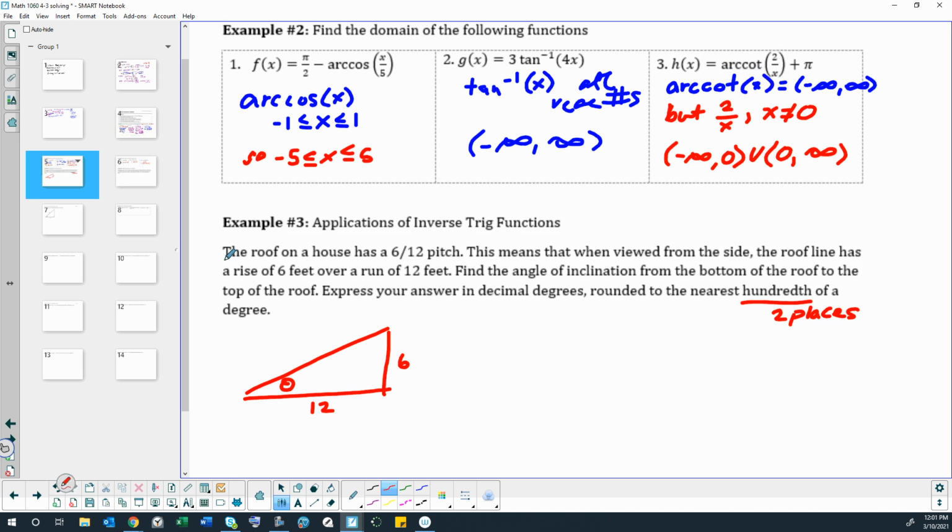So how do we do this problem? Let's see. So calculator in degrees, let's remember that part first. Did anyone need help changing the mode on your calculator? You all know how to do that, okay? All right. Calculator in degrees, and then basically what we're doing is we're setting up a problem. Which trig ratio would we use for this?